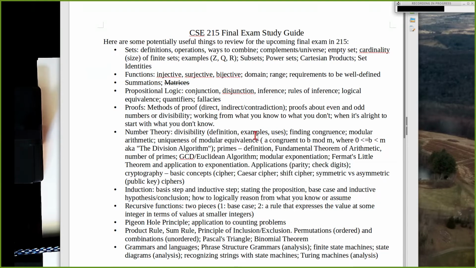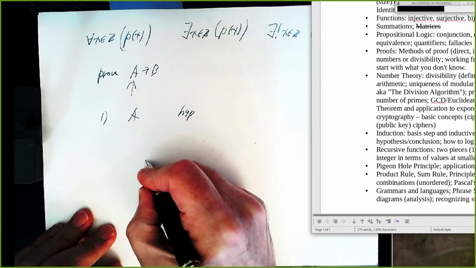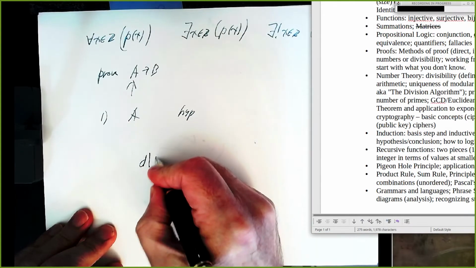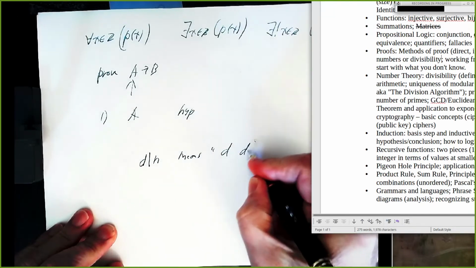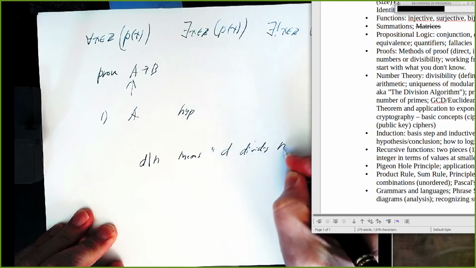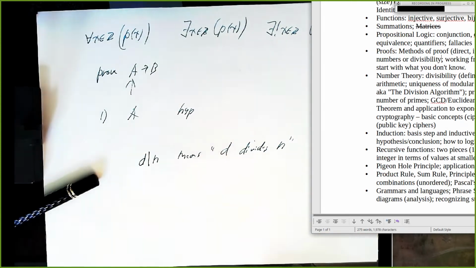All right, number theory. So we talked about divisibility, and remember, this is a funny notation. D vertical bar n means D divides n. This is not division. This is not taking n and dividing it into D.